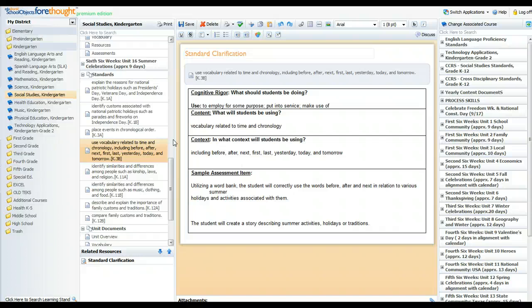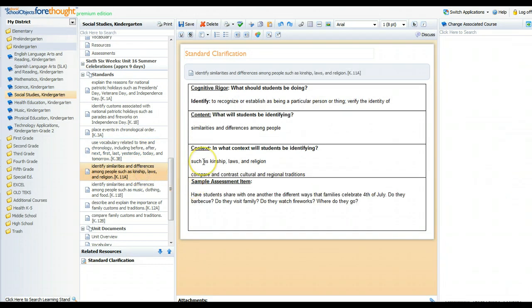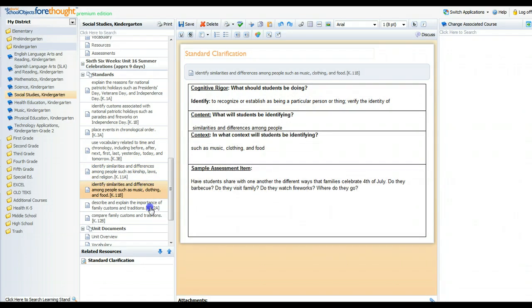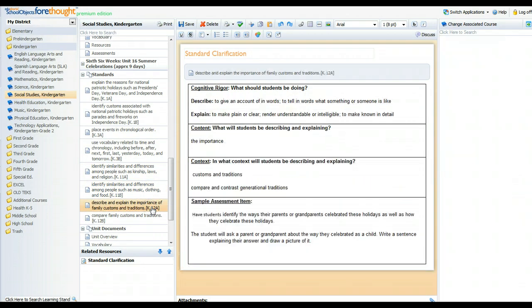You could utilize a word bank and have them correctly use the words before, after, and next in relation to various summer holidays and activities. They could create a story describing some summer activities. They could share with one another the ways that we celebrate. Do they watch fireworks? Where do you go? Describe why it is important.